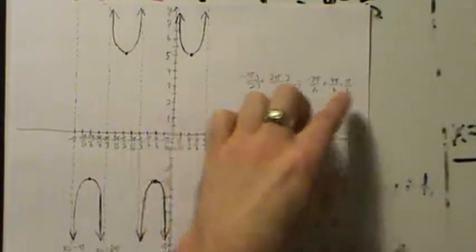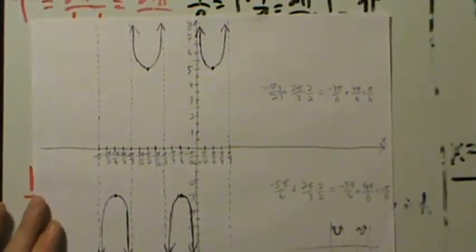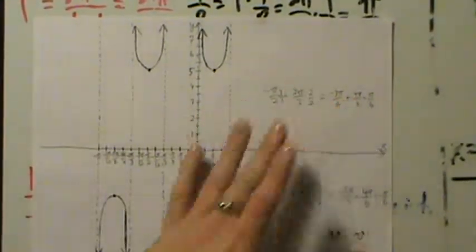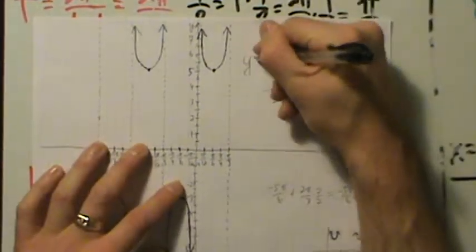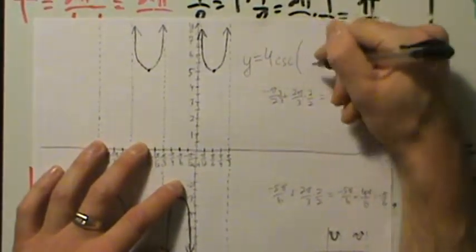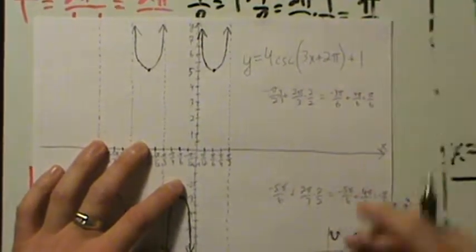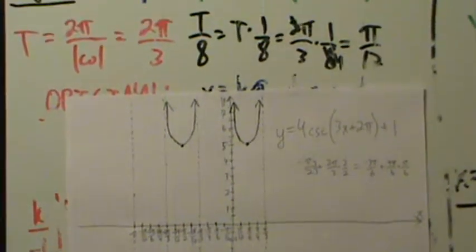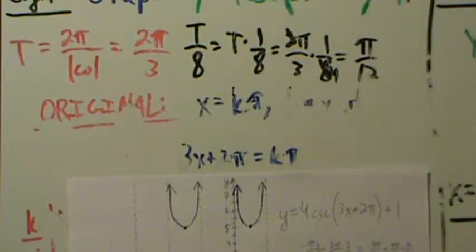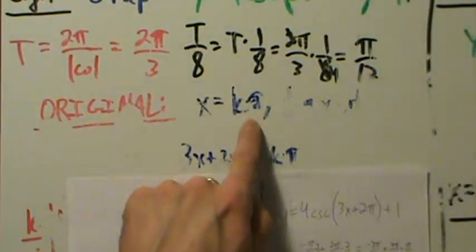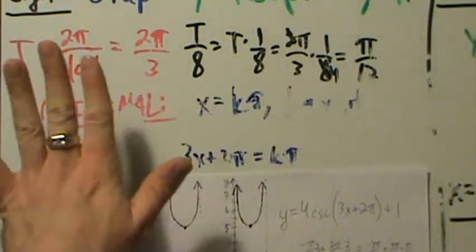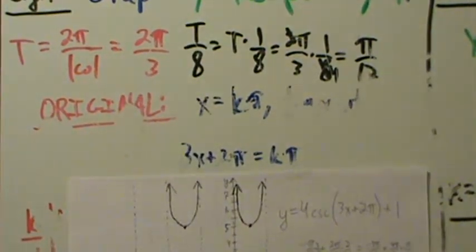So we could extend one more and go 3 cycles, but this stuff is in the way now and it's all the same stuff. Also these are kind of messy numbers, so let's not worry about that. So anyway, this is y equals 4 times the cosecant of 3x plus 2 pi, and then plus 1. So that's how we graph a cosecant function, and we see it's really pretty much identical to graphing a secant function. The only difference is we use k pi for the general equation of the vertical asymptotes instead of k pi plus pi over 2. Anyway, that's graphing a cosecant function.